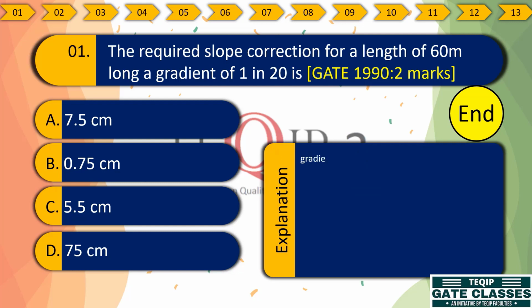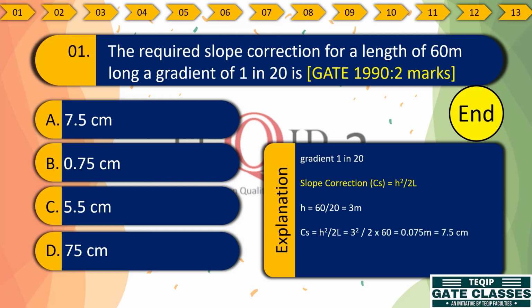The solution is here. The gradient is given, that is 1 in 20, and we know that the slope correction is equal to h square by 2l. In this formula we know the value of h and l, so we calculate the slope correction. For 20 meter length there is 1 meter height. So for 60 meter length, that is 3 times, the height is 3 meters. So 60 divided by 20, that is 3 meters.